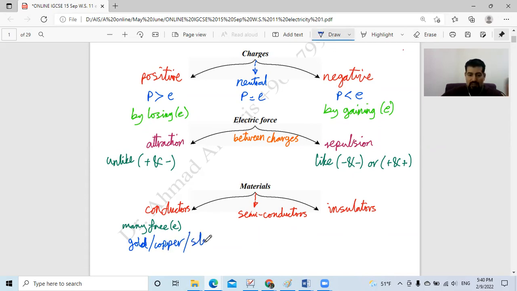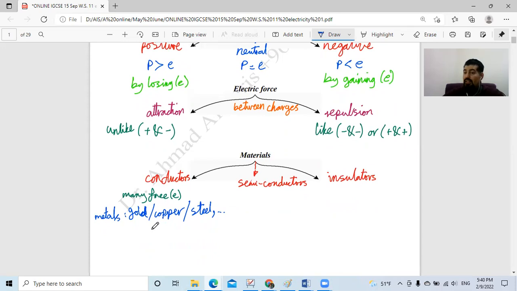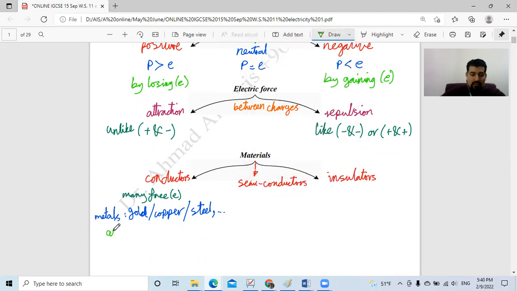We have many, okay? All these are metals, exactly. Bravo. Silver, okay? So all metals have many free electrons. That's why they are good conductors, because they transfer electricity through them. Why do they do that? Because they allow current or charges to pass through them easily.